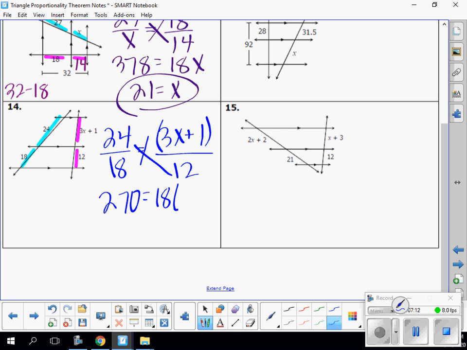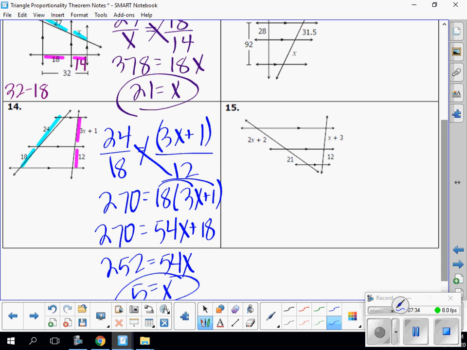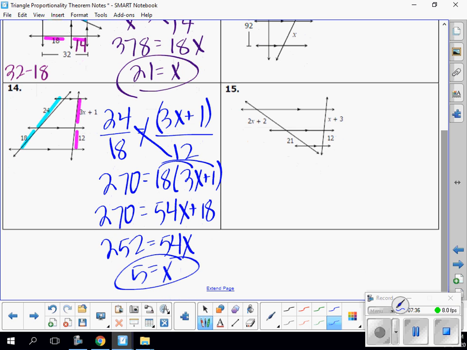Make sure we keep those parentheses because we're going to have to distribute that 18 into both terms. Minus our 18 over. And then dividing by 54, we should get 5. All right, go ahead and pause the video and try number 15 on your own. Make sure you type in your answer when you are prompted.